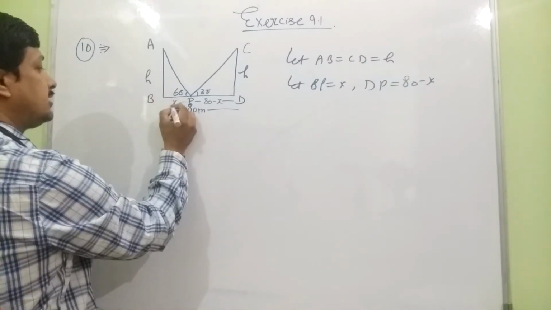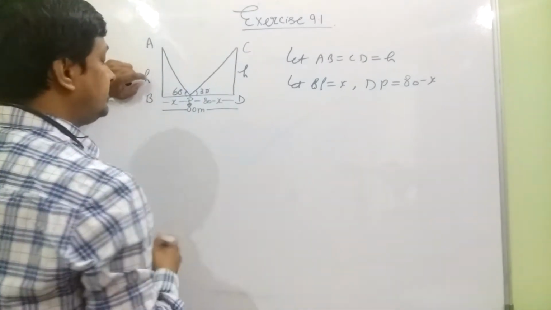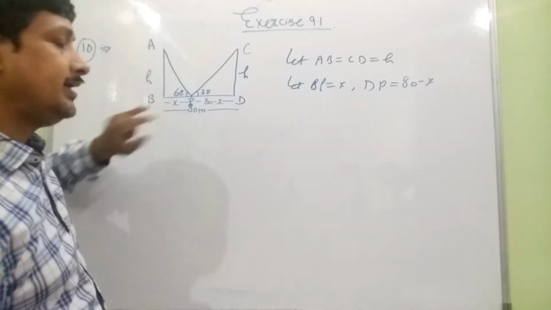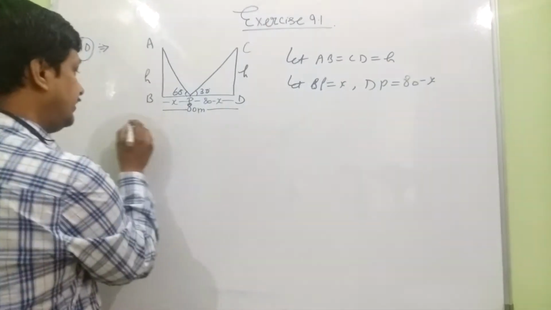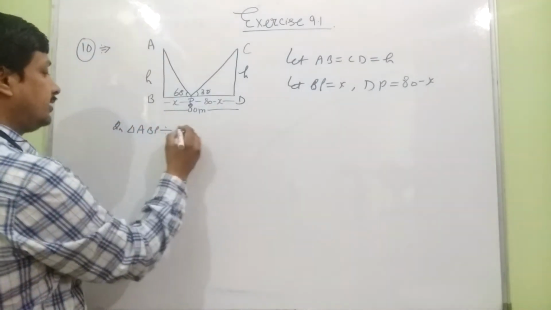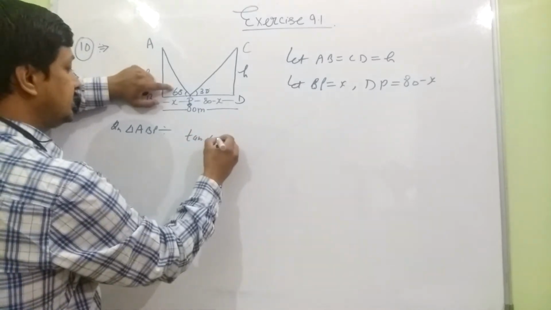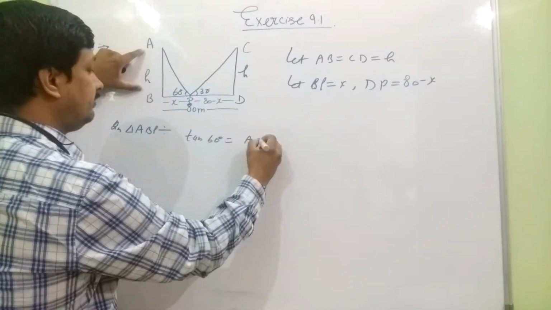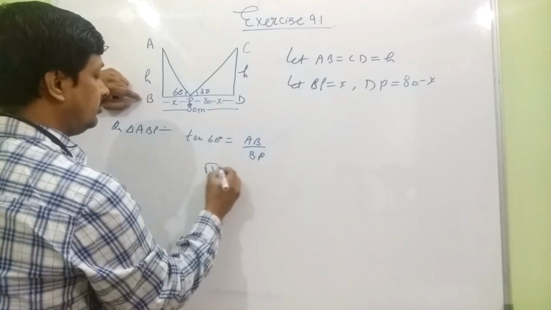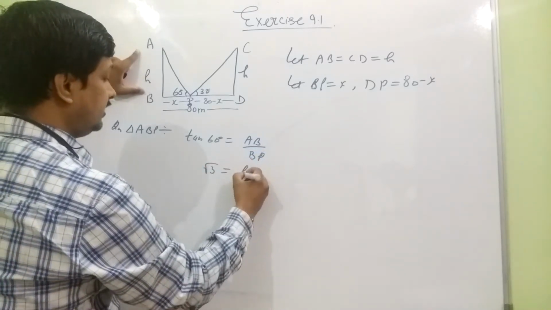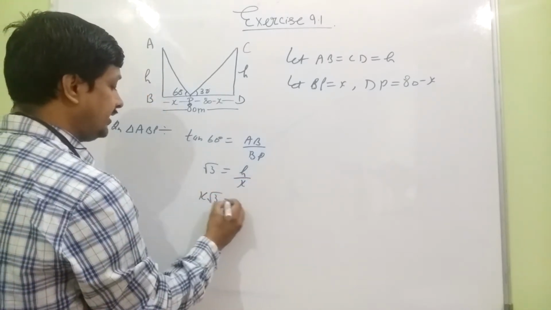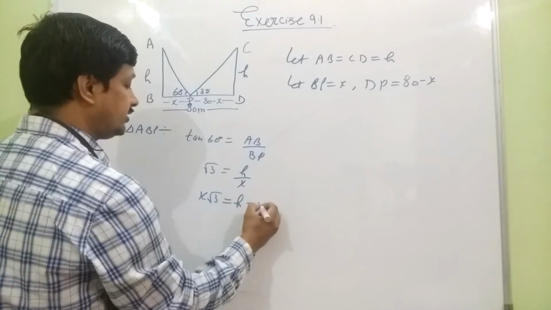Now we will take any of the triangles because we are talking about perpendicular and base, so we will apply the formula for tan. In triangle ABP, tan 60 degree equal to perpendicular AB upon base BP. Tan 60 is root 3. AB is H, BP is X. So just cross multiply, you will get H equal to X root 3. This is equation number 1.